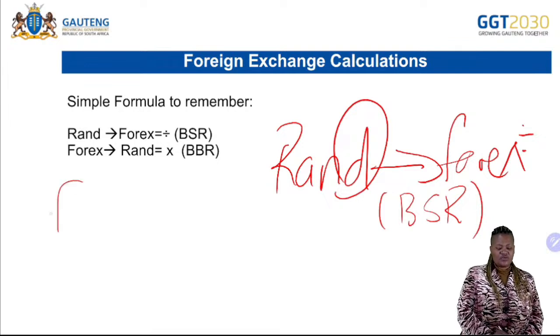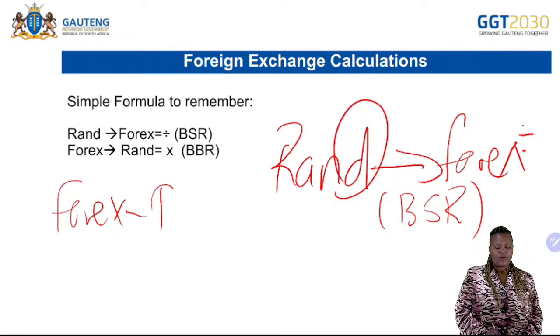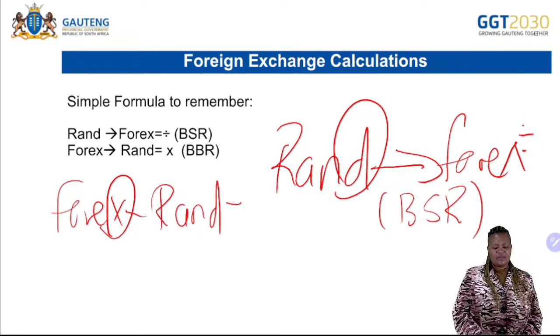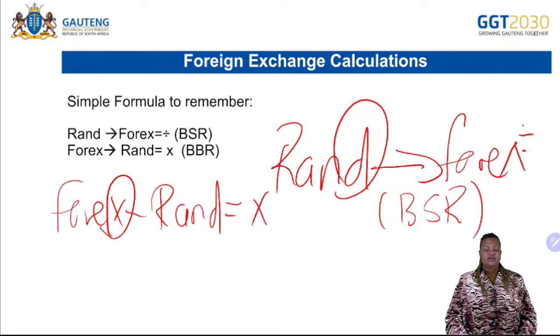And then if it's a Forex to Rand question, I want to take Forex to Rand, I circle my X. That X is telling me that I'm going to multiply. And now you always need to imagine what is happening. So I have a foreign currency and I want South African rands. What is going to happen?